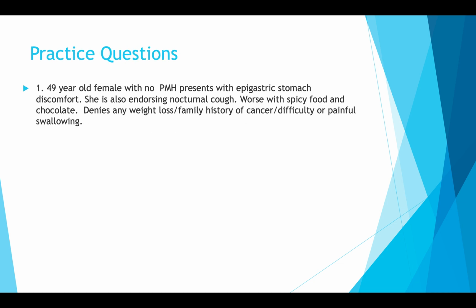With that being said, we're going to move to our last section, practice questions. Let's talk about a 49-year-old female with no past medical history. She presents with epigastric discomfort and is also endorsing nocturnal cough. So typical GERD symptoms, right? Worse with spicy food and chocolate, and she denies any weight loss, family history of cancer, or difficult or painful swallowing. This is a typical patient who is not high risk, with no alarm features, middle aged, coming with GERD symptoms. What would be your next step? Your next step would be to treat the patient for GERD, or start them on a PPI.